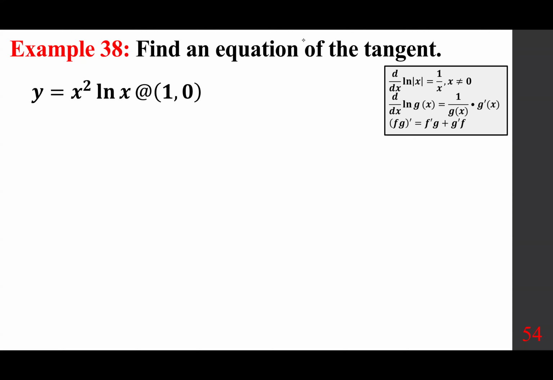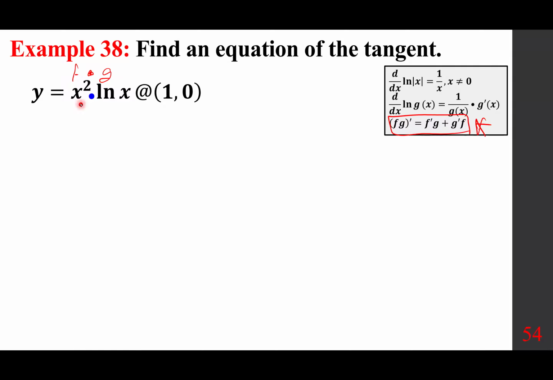To differentiate, we notice we are multiplying x squared by ln x. We put a raised dot, and we say it's f times g. We're going to use the product rule on that.